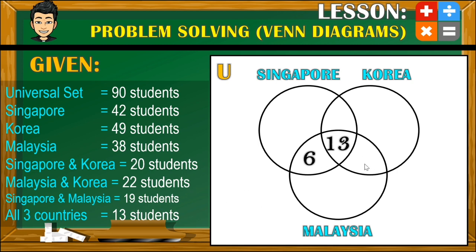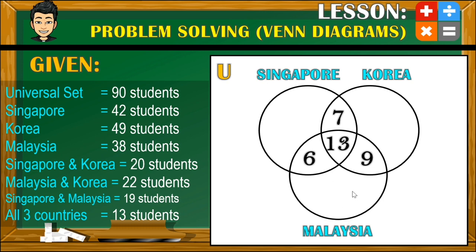To get this part naman ng Korea and Malaysia, ima-minus natin yung 22 students and 13 students. So 22 minus 13, we have 9. To solve for this part ng Singapore and Korea, ima-minus natin yung 20 students and 13 students. So 20 minus 13, there are 7 students na nasa part na to.